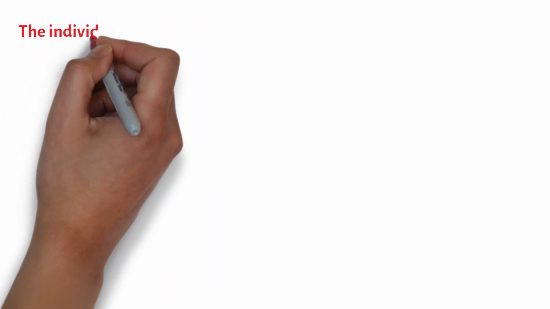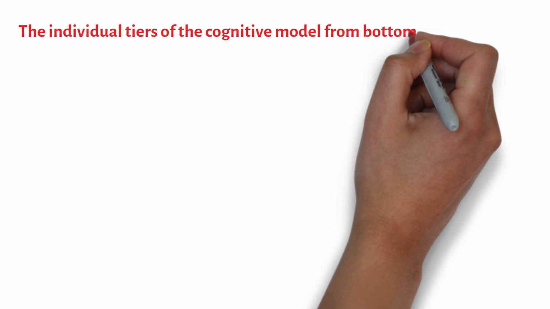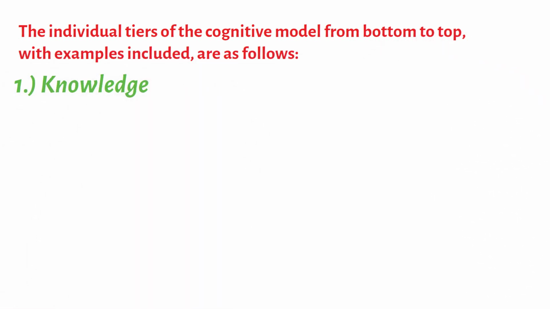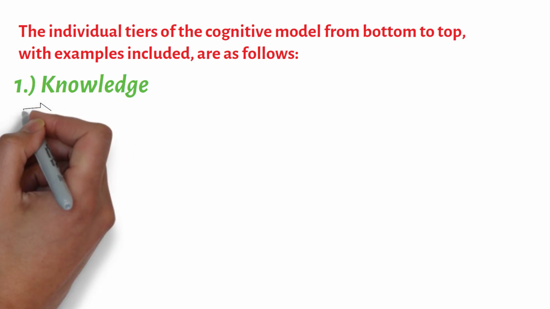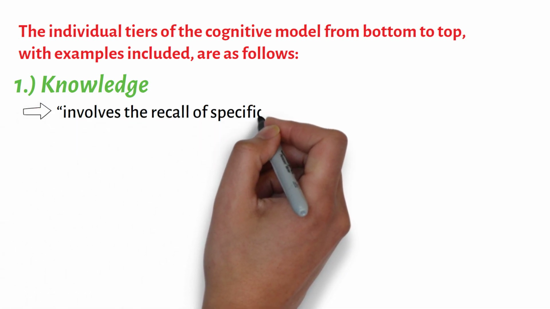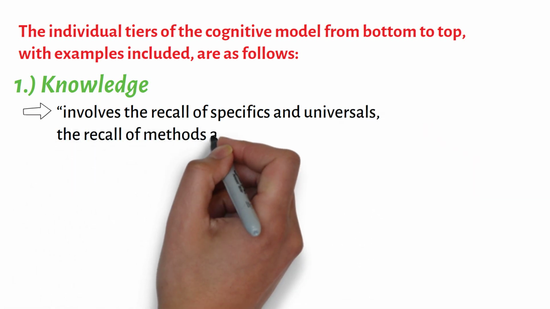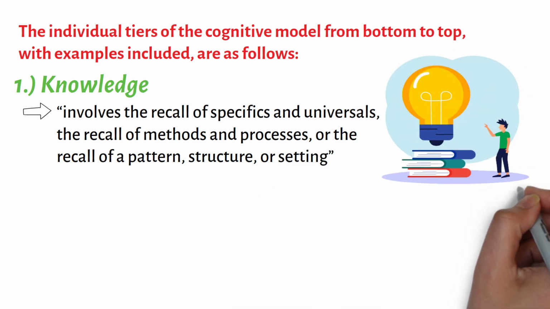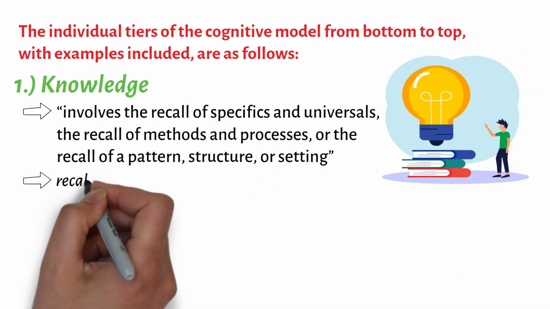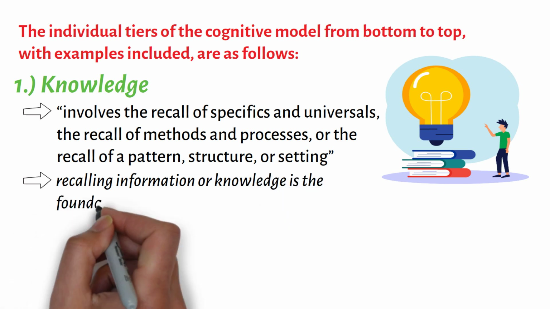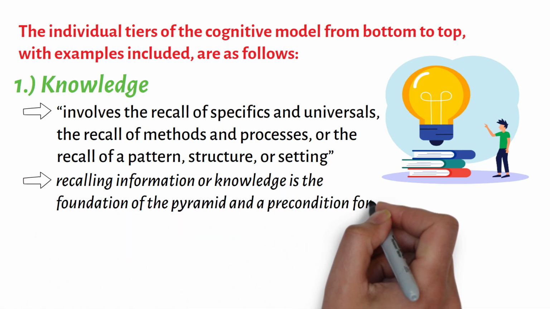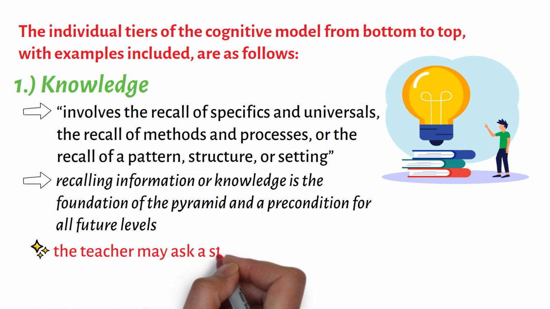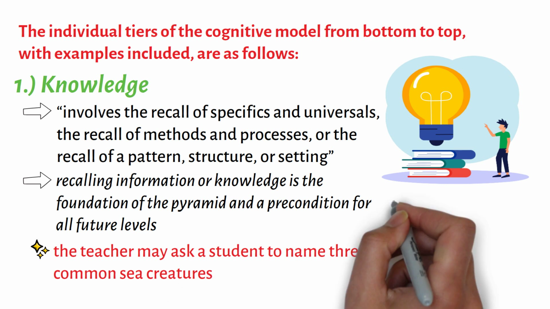The individual tiers of the cognitive model from bottom to top, with examples included, are as follows. First is knowledge. This level involves the recall of specifics and universals, the recall of methods and processes, or the recall of a pattern, structure, or setting. Hence, recalling information or knowledge is the foundation of the pyramid and a precondition for all future levels. For example, the teacher may ask a student to name 3 common sea creatures.